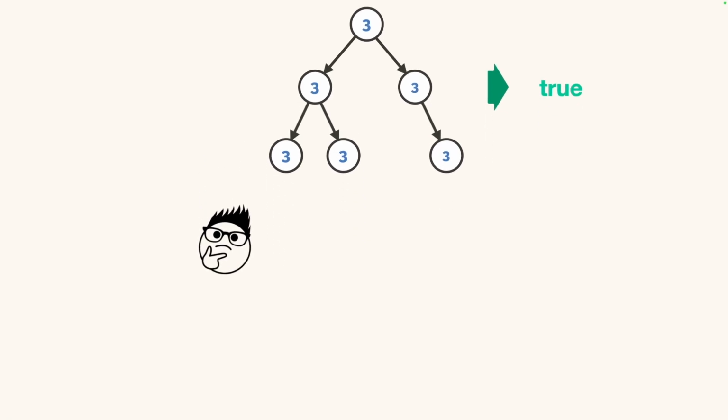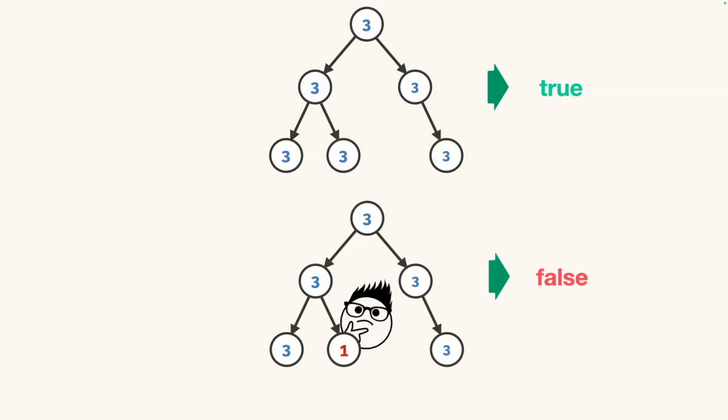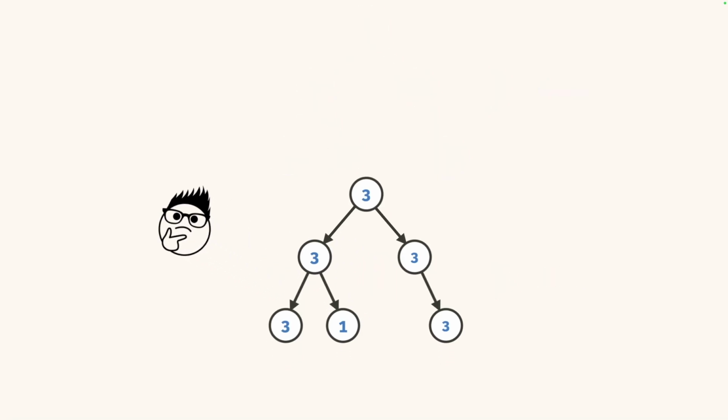Let's look at another example. Let's say I had this binary tree. I know that this tree is filled with mostly 3s, except for this node over here. This node has a 1. Because not all of the node values are the same, I want to return false here. So what this question is asking is really straightforward. All right, so let's use this as our prime example here.